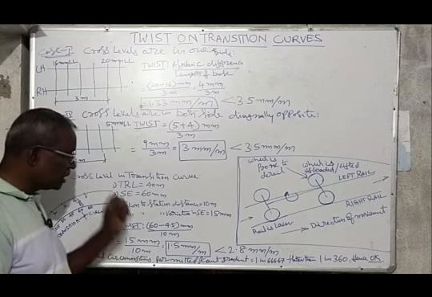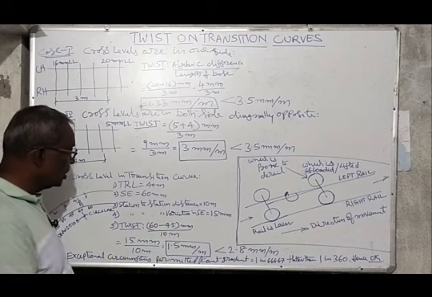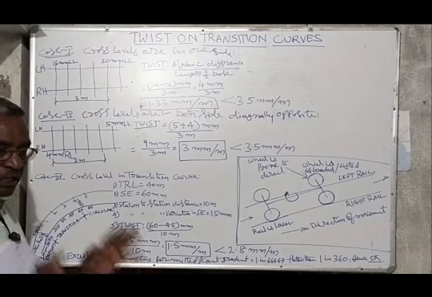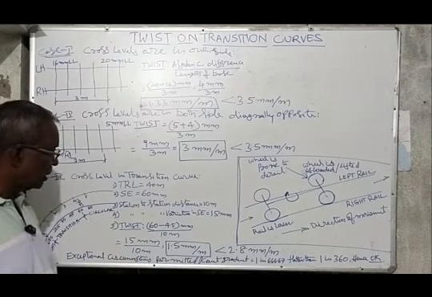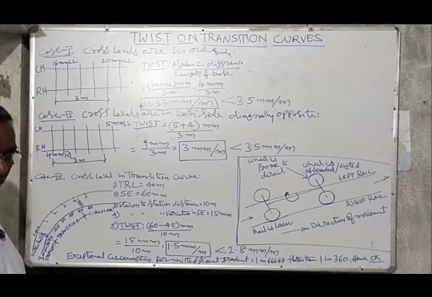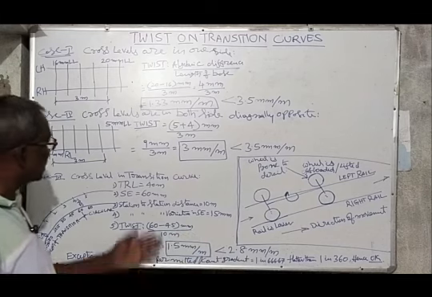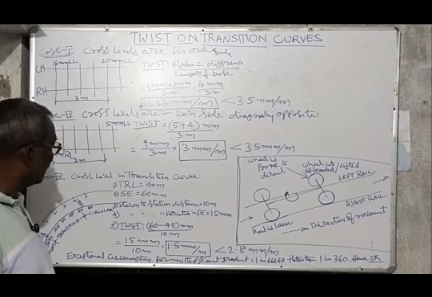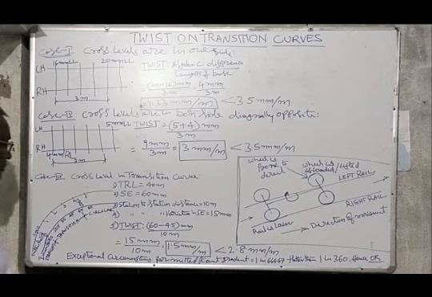Here what is the condition? The desirable twist in transition curve is 1.4 mm per meter. In exceptional circumstances, 2.8 mm per meter is permitted. Next comes cant gradient, which is equal to cant divided by length of transition. Cant means here 60 mm. 60 mm by length of transition 40 meter. 40 meter means 40,000 mm.